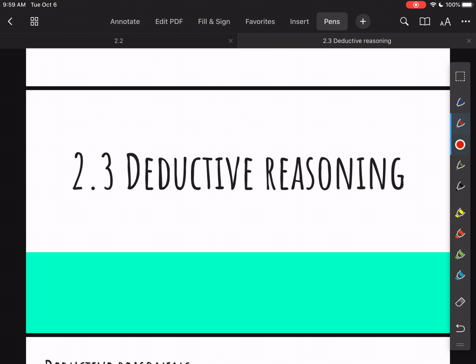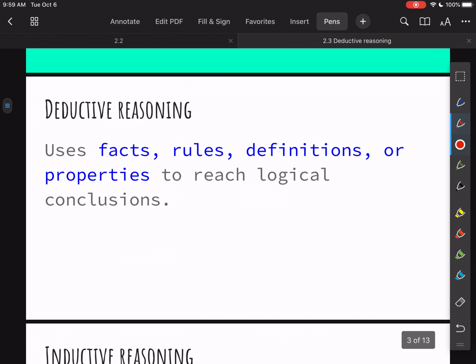Welcome to 2.3 Deductive Reasoning. Deductive reasoning, let's just get right into it.